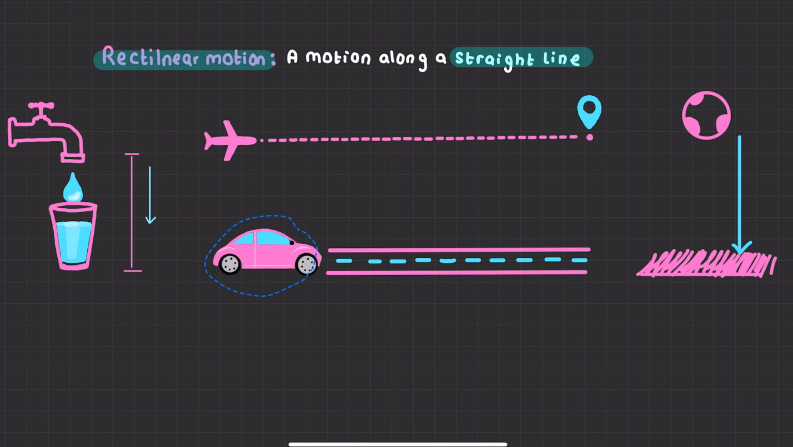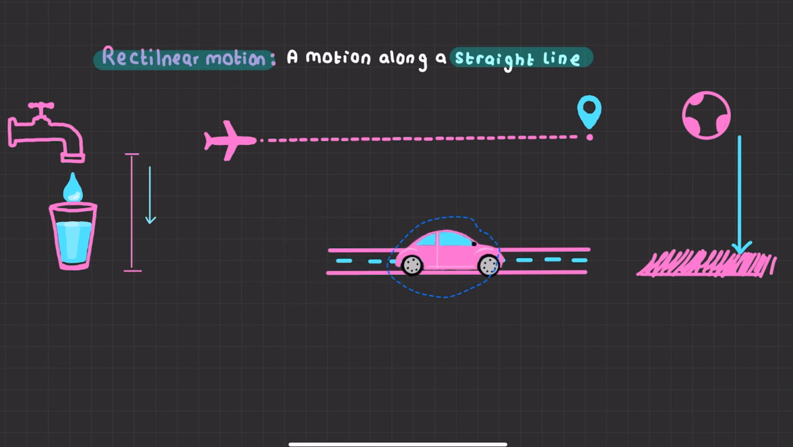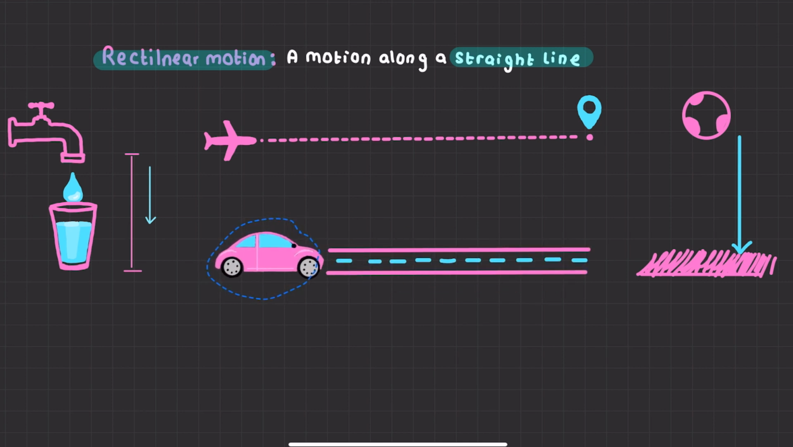Next, we have this car moving along a straight road. There is no bend or curve on this road, just a straight line, hence the car is undergoing rectilinear motion. The same thing goes for this plane as well. From the beginning to its destination is just a straight line, hence it's also undergoing rectilinear motion.